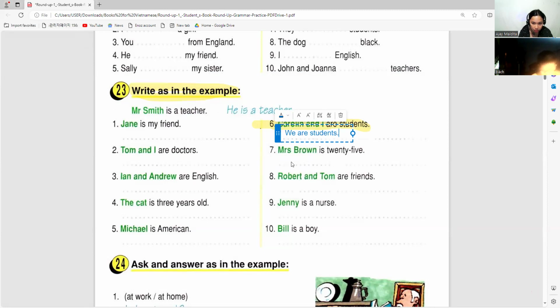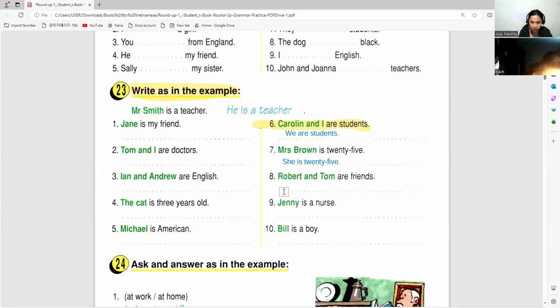Next number. Mrs. Brown is 25. What is your pronoun? What's your answer? Mrs. Brown, Mrs. is a she and Mr. is he, okay? Yes, she is 25.